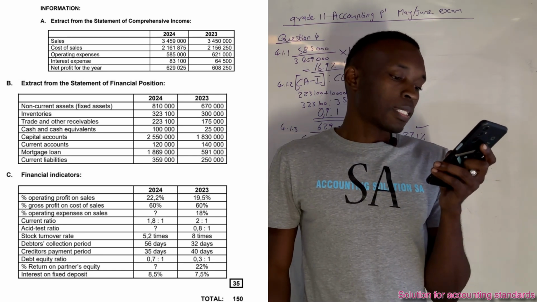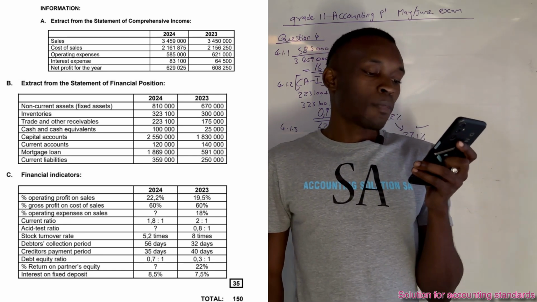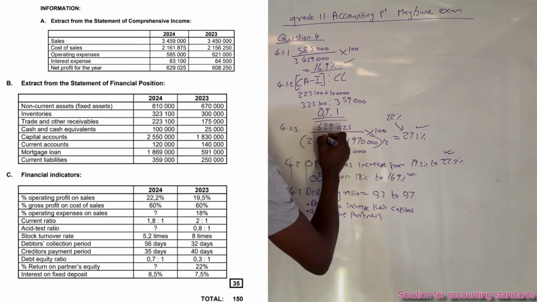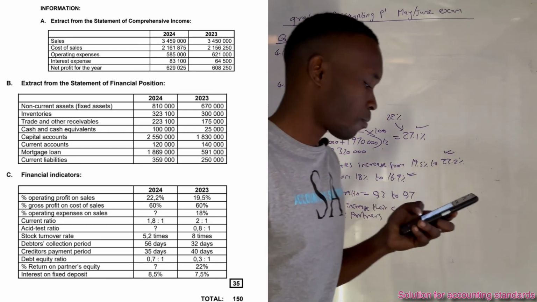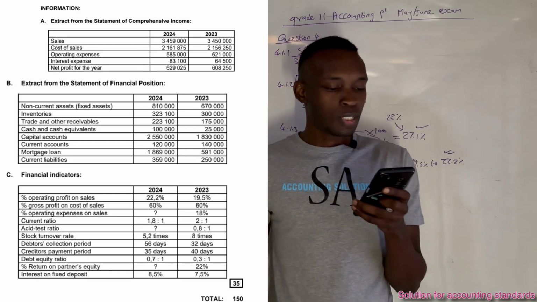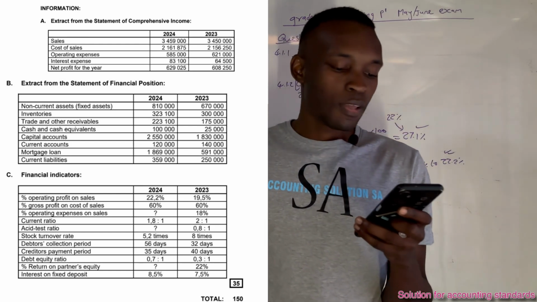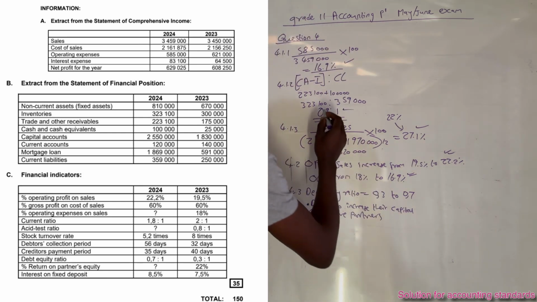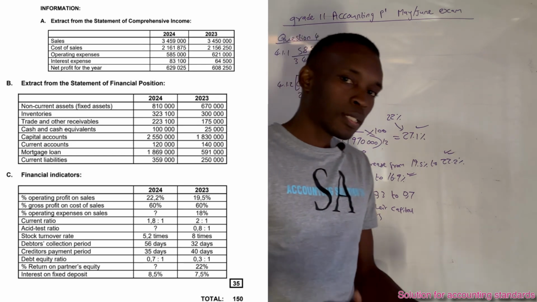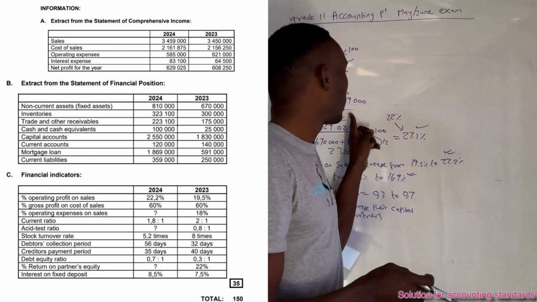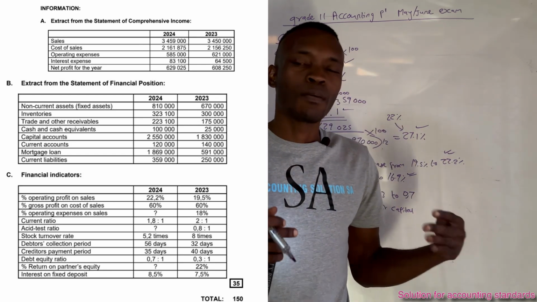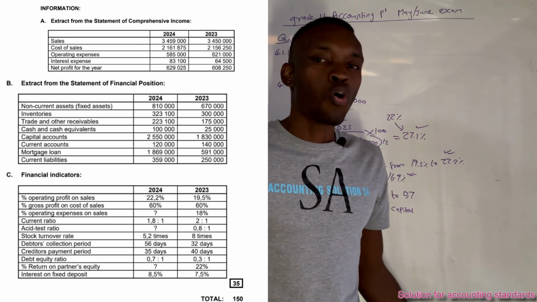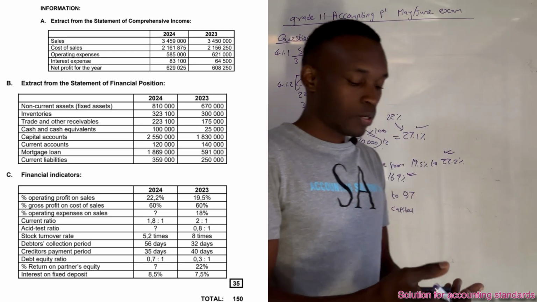But now let's check the acid test ratio. 0.8 to 0.9, we calculated. Yes, this one has improved, which indicates that without inventory, the business is likely to be able to pay. But there is still a problem because it must be 1:1. There is still some problem showing that the business cannot afford to pay all the debt without inventory.